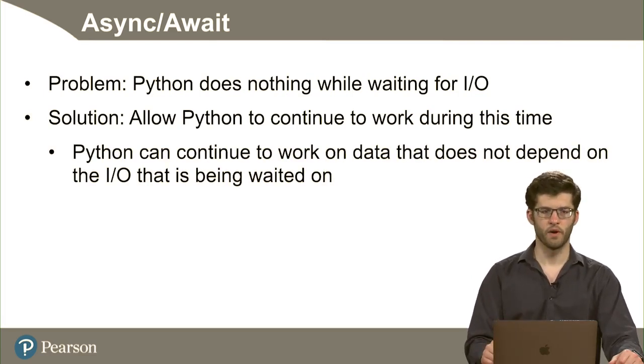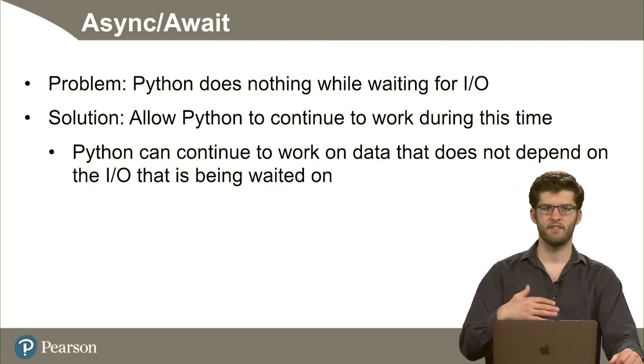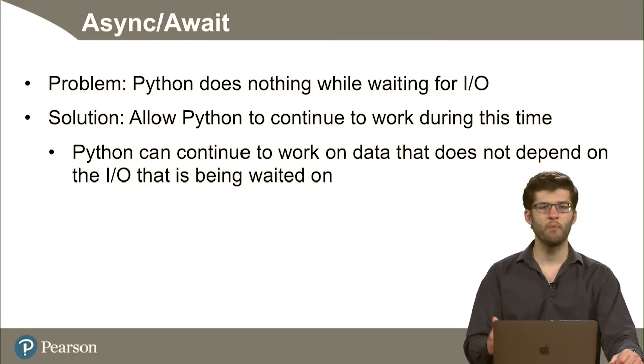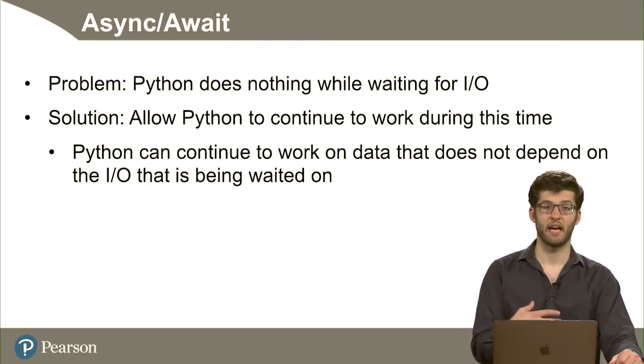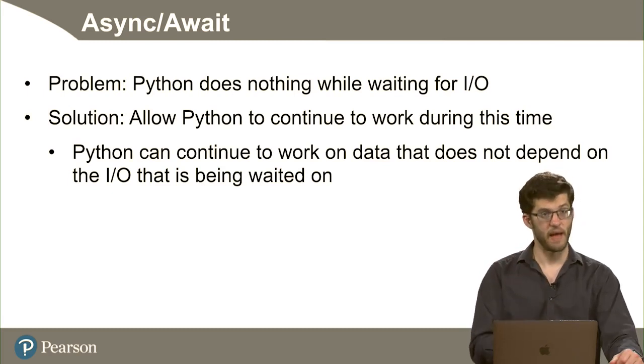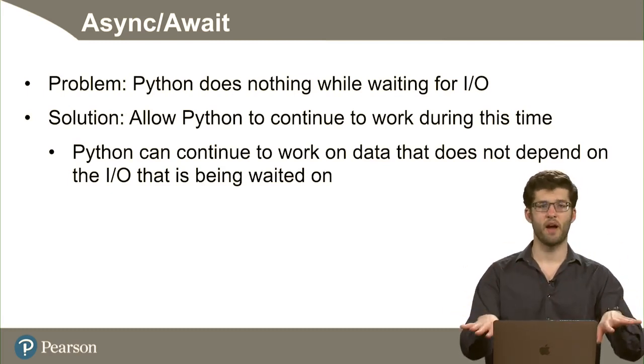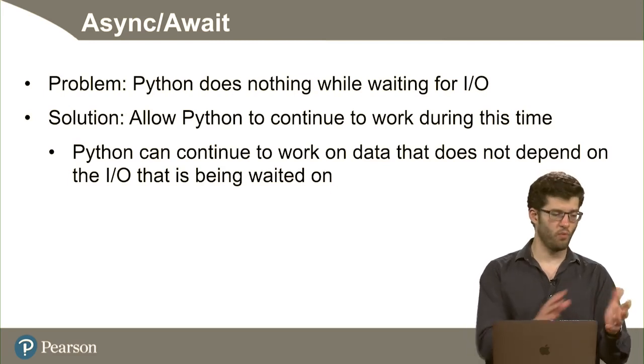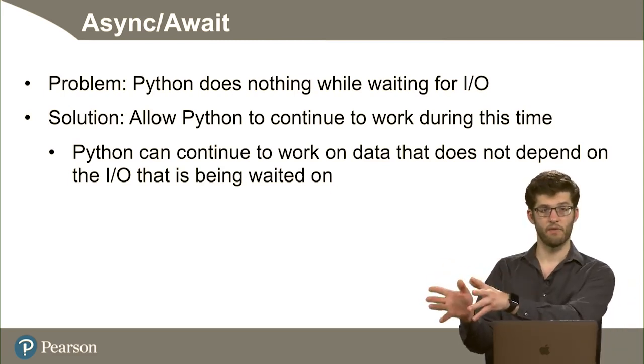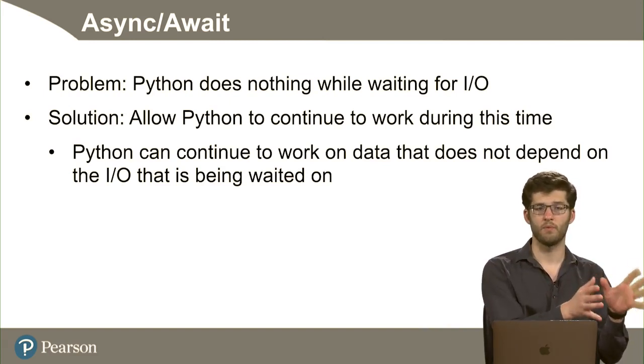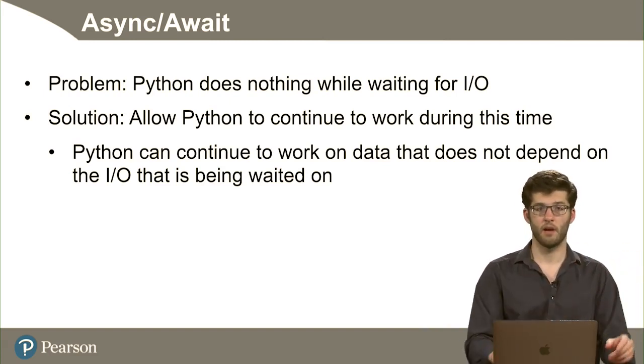There is a caveat here, of course, which is that Python will only be able to continue to work on data that does not depend on the data from the I/O that is coming back, right? If you have serial requests and every request that comes afterwards depends on the previous request, well, async await isn't going to help you because you have to wait on the data that comes back to make the next one, because it's dependent on it. But if you have independent processes, you can say, while we wait for this to come back, I'm going to go off and do this thing over here, and then I can come back when the data comes back either from disk or from network or wherever it's coming back to.